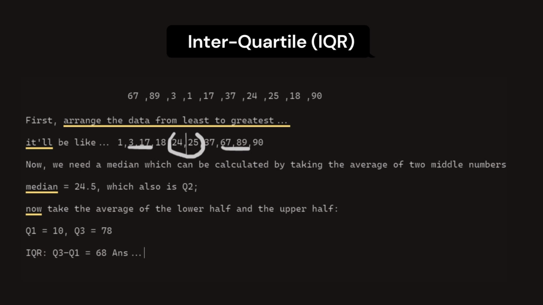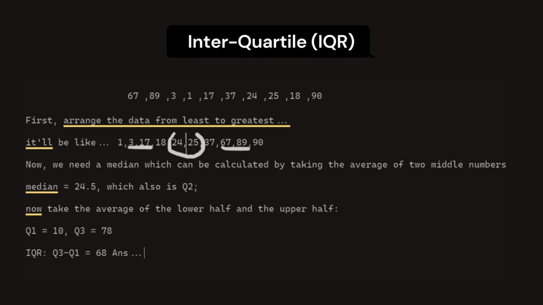Now to find Q1 and Q3: Q1 can be found by taking the median of the lower half, and Q3 by taking the median of the upper half. If you just leave out 24 and 25, you will see the lower half is 1, 3, 7, 17 and 18, and on the other side 37, 67, 67, 89 and 90 will be your upper half.